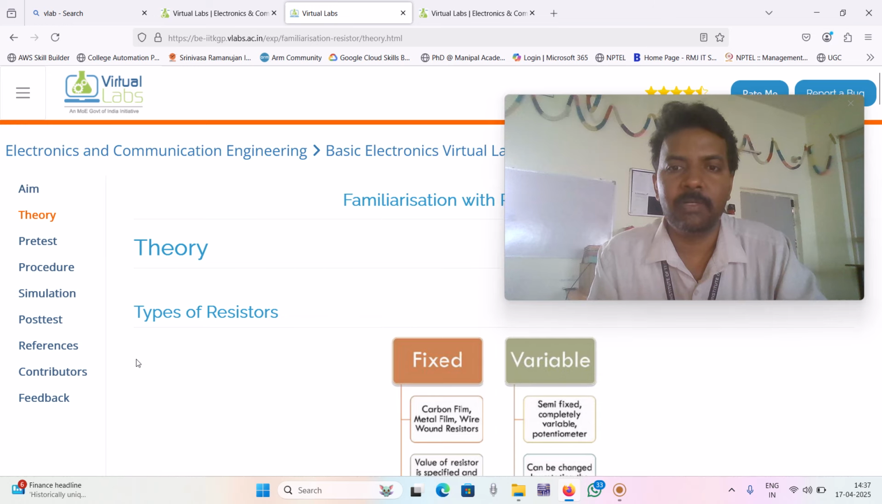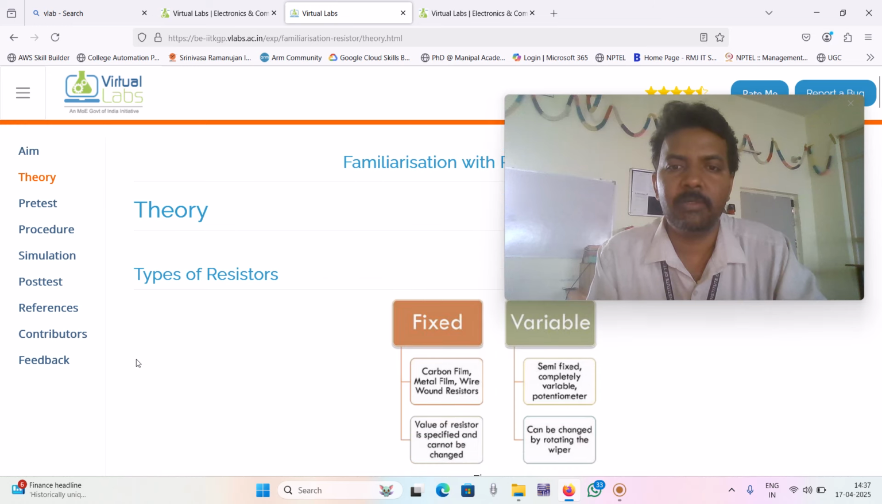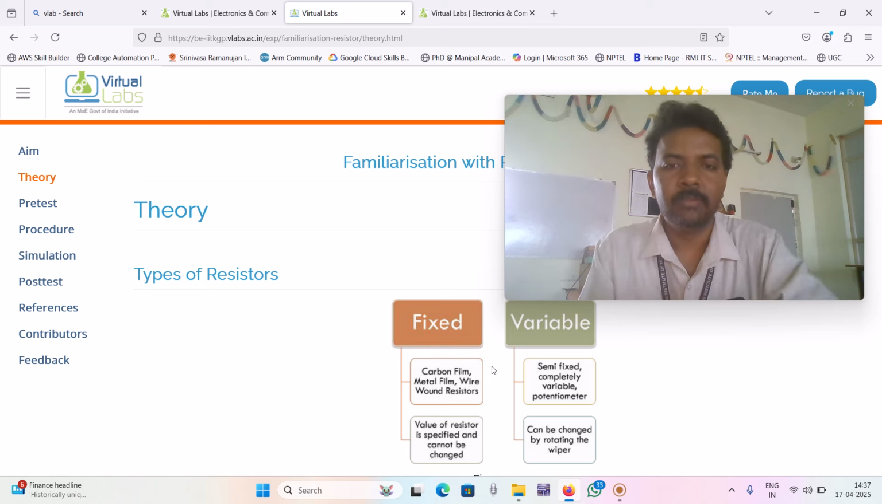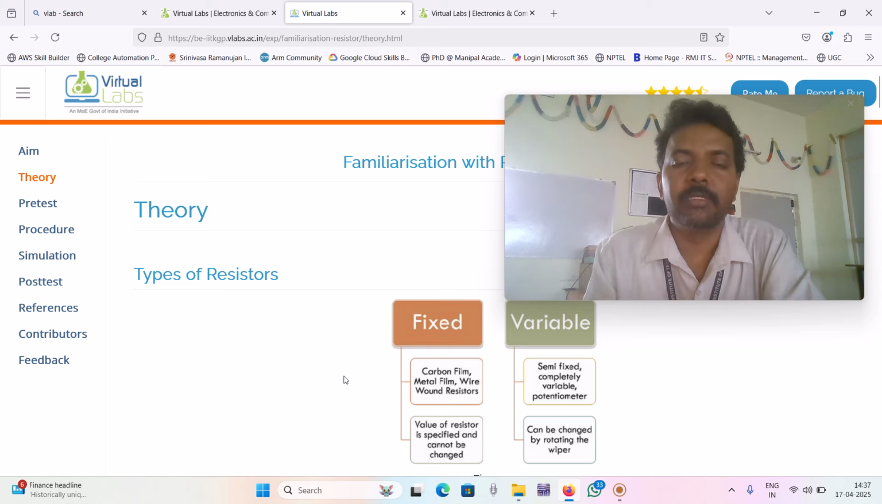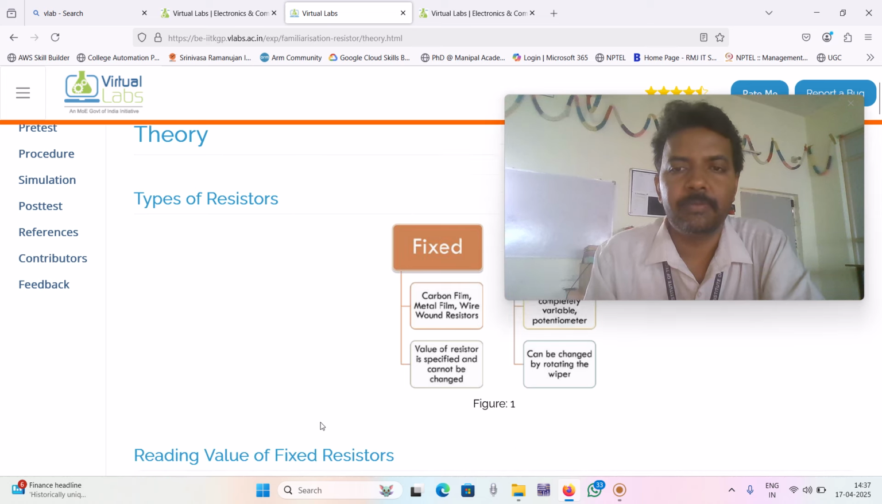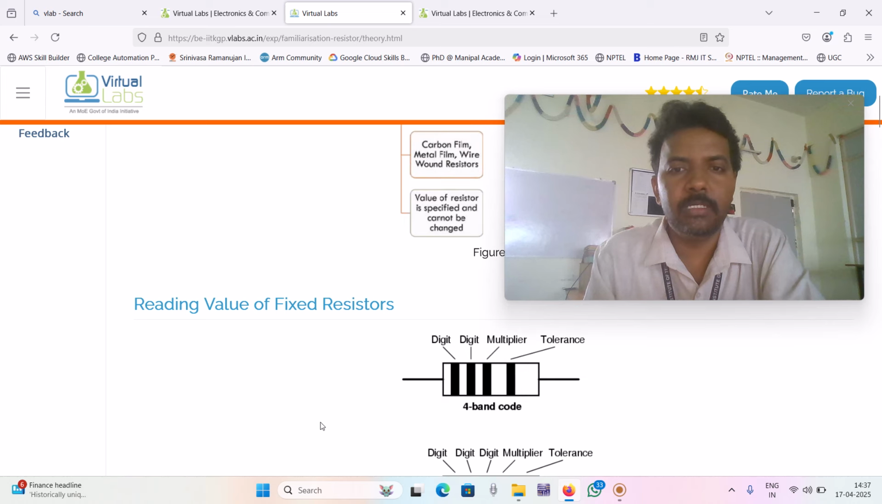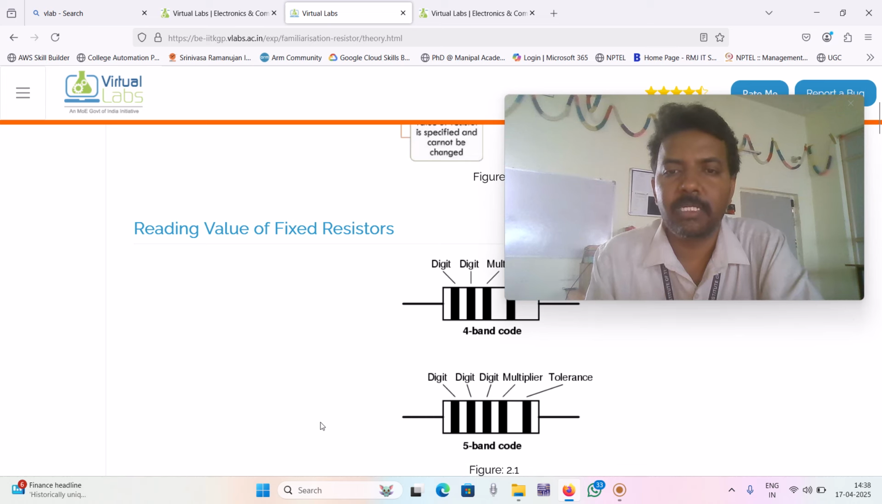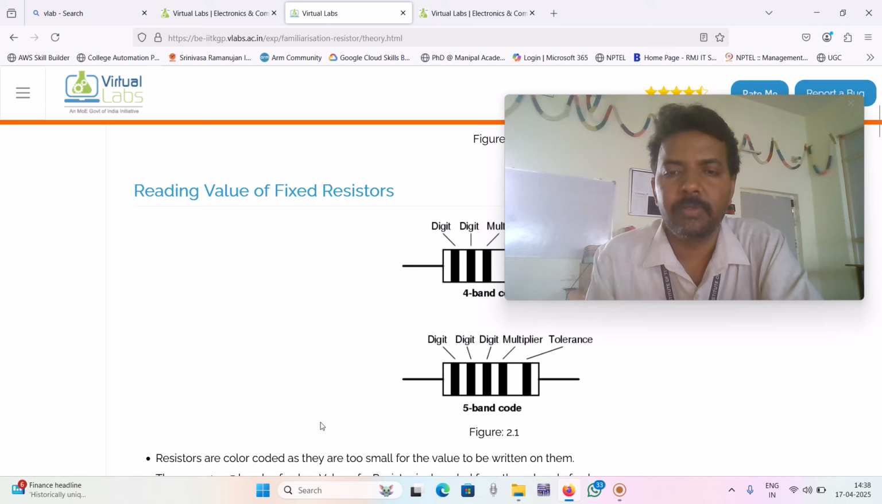Fixed resistors as well as variable resistors are also available, and these can be manufactured by using different types of films on different types of materials. You can observe here the fixed resistors and the variable resistors. If you observe the fixed resistors here, there are four band resistors and there are five band resistors.